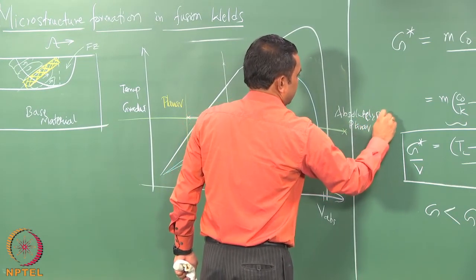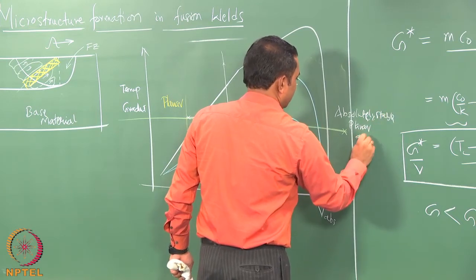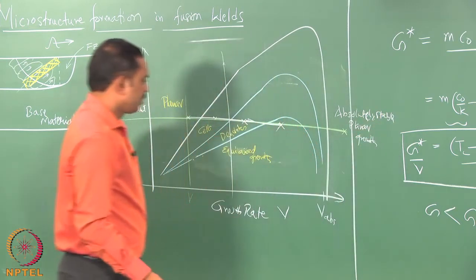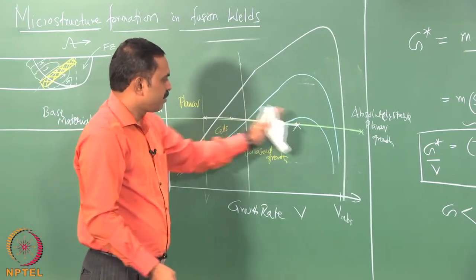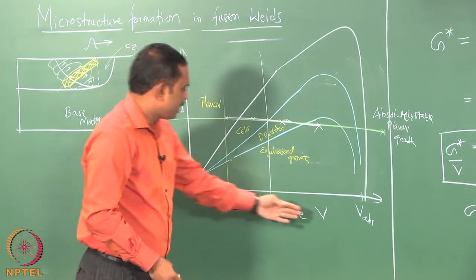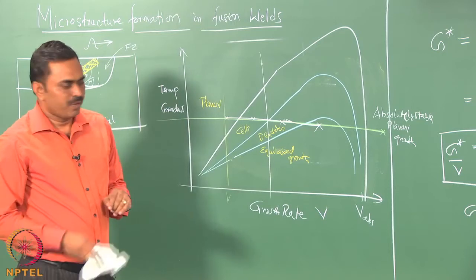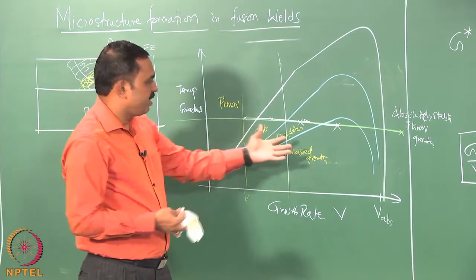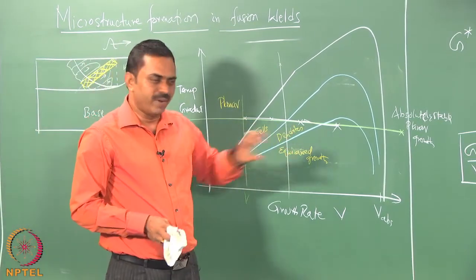absolutely stable planar growth, okay. And all the microstructure is only happening in some intermediate range of parameters, namely for the velocity and the gradient. Now, we can ask what kind of a domain we are in when we are doing the welding.